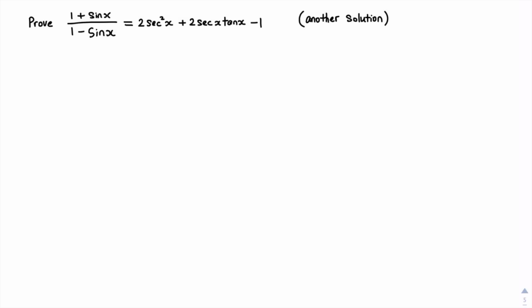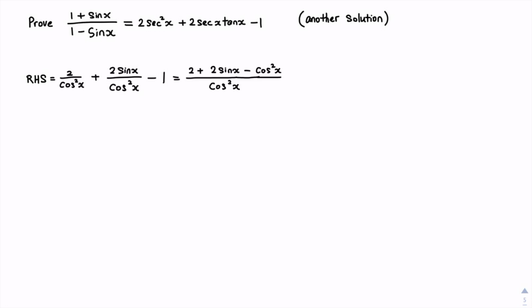So this is the same example, but I'm going to try and do this in a different way. You may think that the right-hand side actually looks fairly complicated, and why not try starting from the right-hand side instead? So I can start from the right-hand side, and since I have a secant square and so on, I'm going to change that to 2 over cos square x plus 2 sine x over cos square x minus 1. A bunch of fractions, so I'm going to combine them using a common denominator.